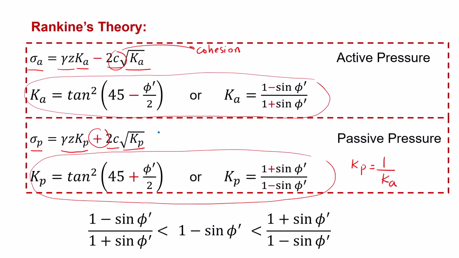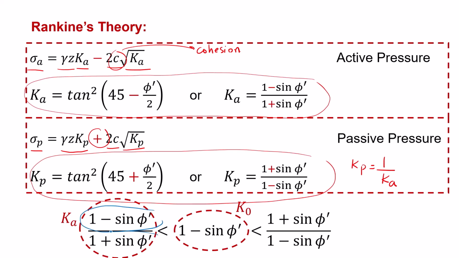Now let's briefly compare these with the at-rest earth pressure coefficient, or K0, which is 1 minus sine of phi prime. If you compare K0 with Ka, we can easily understand that K0 is larger than Ka, because Ka is basically K0 divided by a value which is larger than 1.